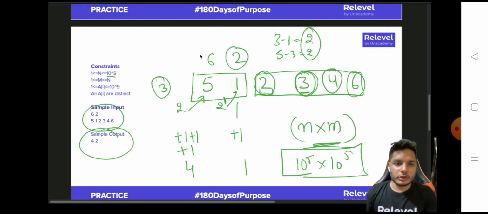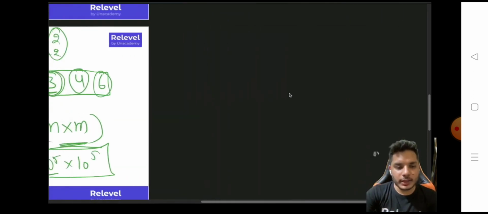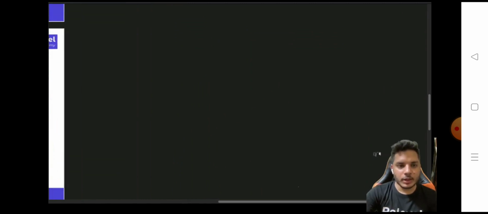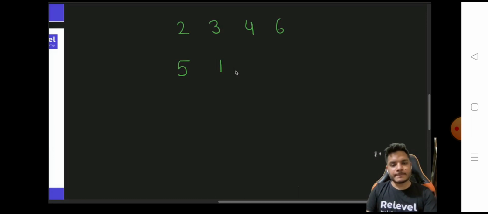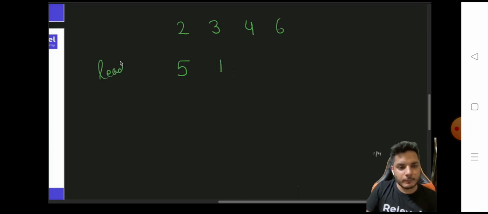So what should we do? We have to think of some optimization. How can we think of optimization here? Let's say we have the same thing, which is 5, 1, and here we have 2, 3, 4, 6. First, let's sort it. See, this is the leader array, and this is the normal bacteria array.